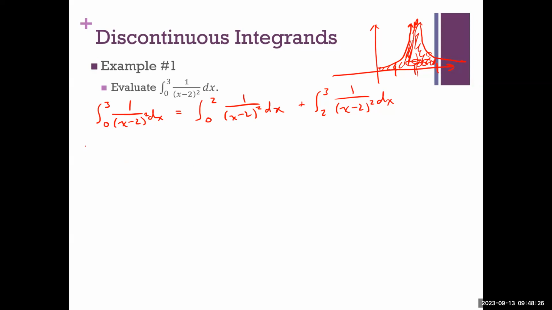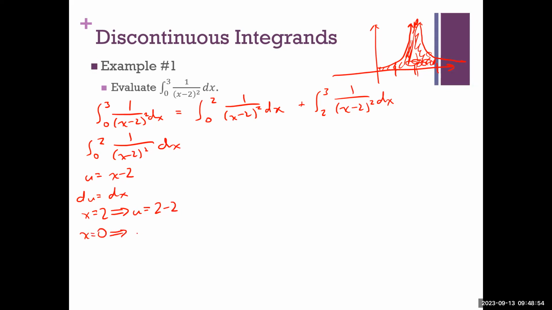So let's deal with the one on the left first, the integral from 0 to 2. How do I integrate things like this? People like u substitution. What's u equal to? X minus 2. Du is equal to dx. All right, let's have the limits. If x equals 2, then what does u equal? U equals 2 minus 2. And if x equals 0, then we have u equals 0 minus 2.